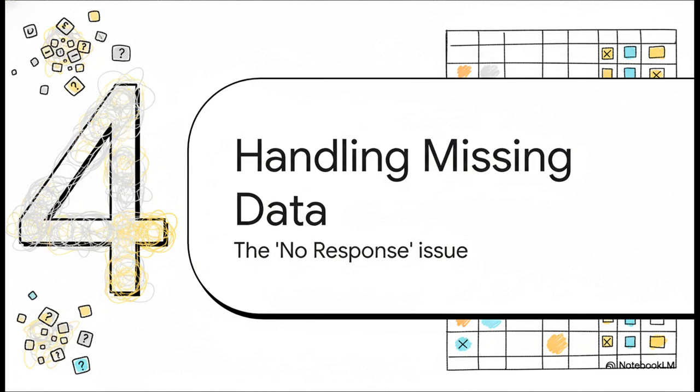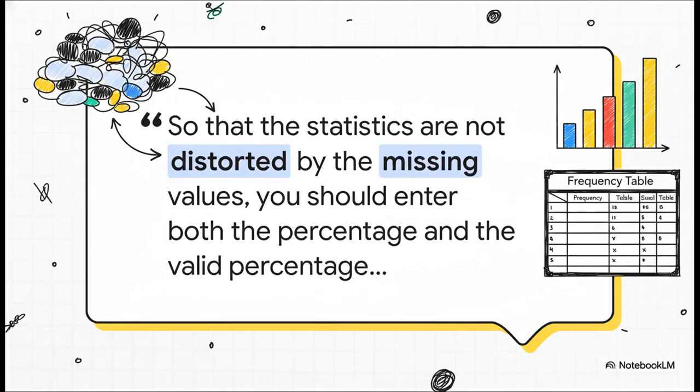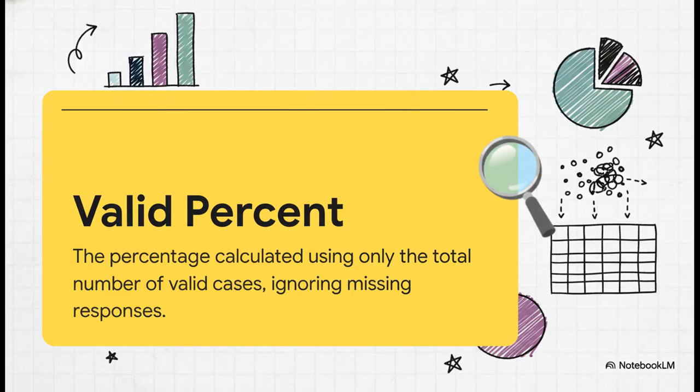But, you know, the real world is almost never that neat and tidy. What happens when people just don't answer a question? This is a super common problem, and if we don't handle it the right way, it can seriously mislead us. The source material we're looking at makes a really critical point here. It says we have to avoid distorting our statistics. See, when someone skips a question, that missing data can totally throw off our percentages. The solution? We need to add another column to our table to account for it. And that solution is called the valid percent.